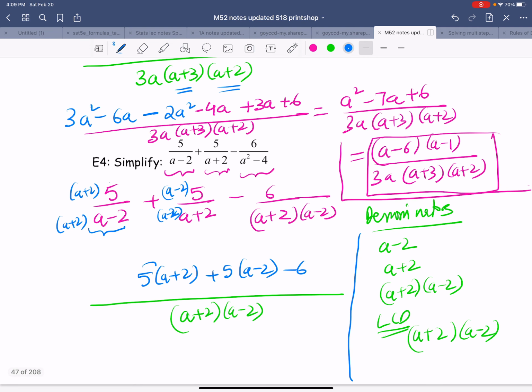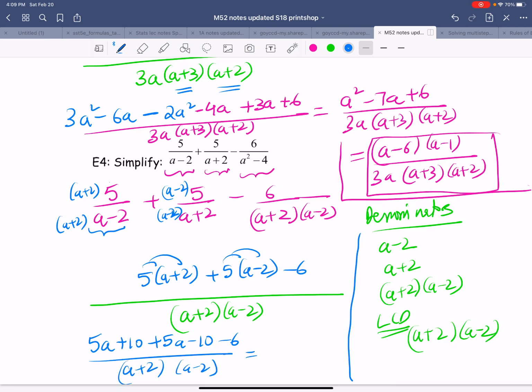Now in the next step, I'm going to distribute here, combine all the like terms. 5a plus 10 plus 5a minus 10 minus 6 over a plus 2, a minus 2. 5a plus 5a is 10a, positive 10 and negative 10 is gone. 10a minus 6 over a plus 2, a minus 2. If I am able to, I can actually factor out a 2 from the numerator, but then I wouldn't be able to cancel anything between the numerator and denominator, so I'm going to leave it at this point.